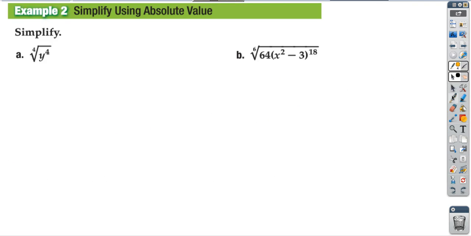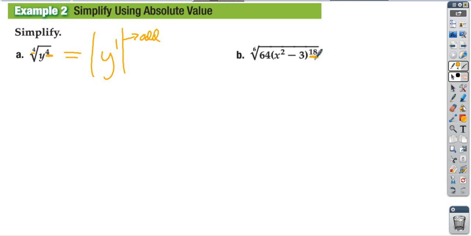Alright, so let's go through these and we'll see in each case whether we're going to need an absolute value. So we have a 4, we're taking the 4th root. So we just divide those numbers. 4 divided by the power will be y to the first. Do I need an absolute value? Yes, I do, because that's an odd power. So to guarantee that it's a positive number, I put an absolute value.